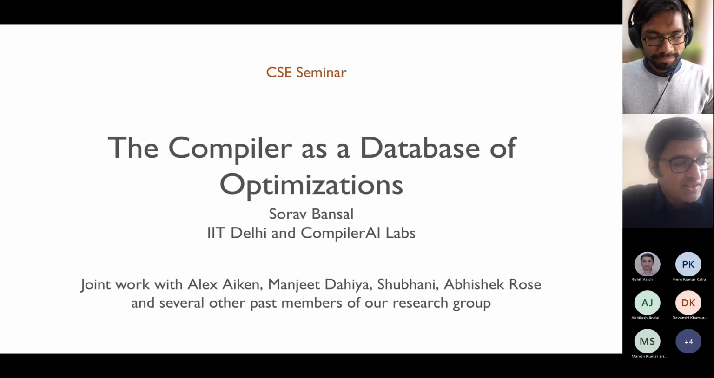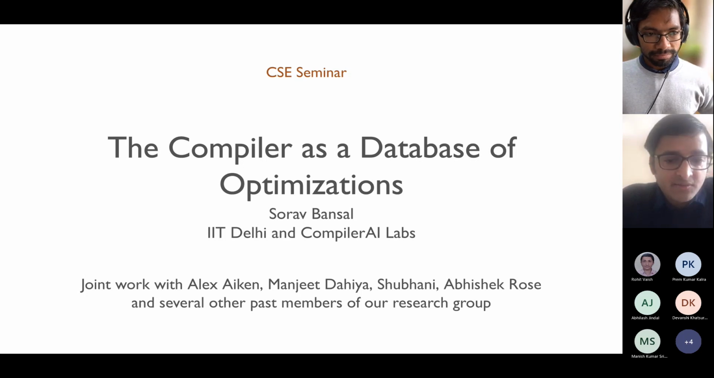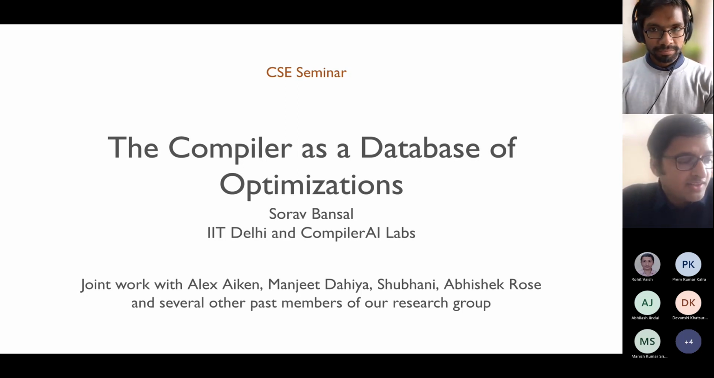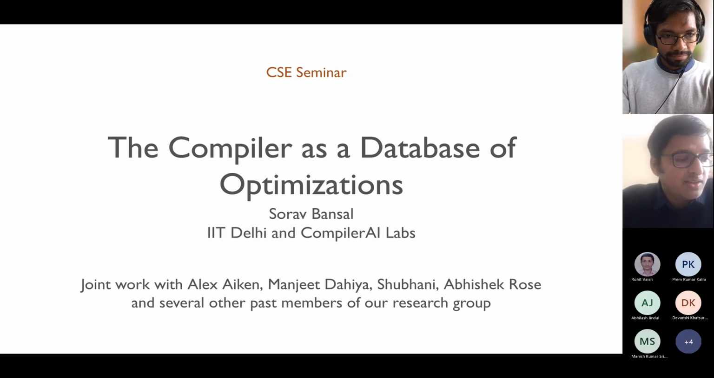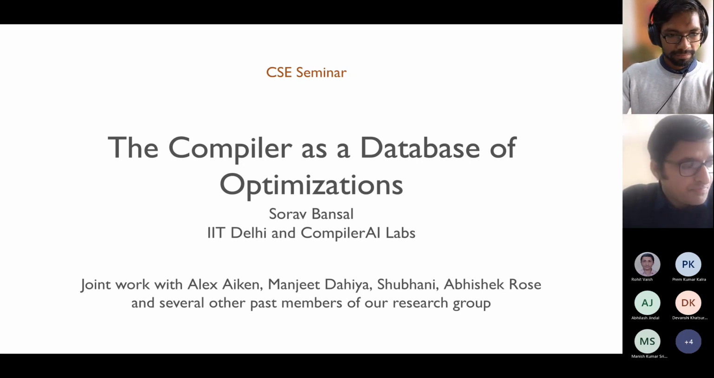This is a talk on imagining a new compiler architecture, the compiler as a database of optimizations. This is joint work with my PhD advisor, Alex Aiken, and my PhD advisees, Manjeet Dahiya, Shubhani, and Abhishek Rose, all of whom are current or past PhD students at IIT Delhi. Also, there are several past master's and bachelor students who have contributed to the work that I'll present today.